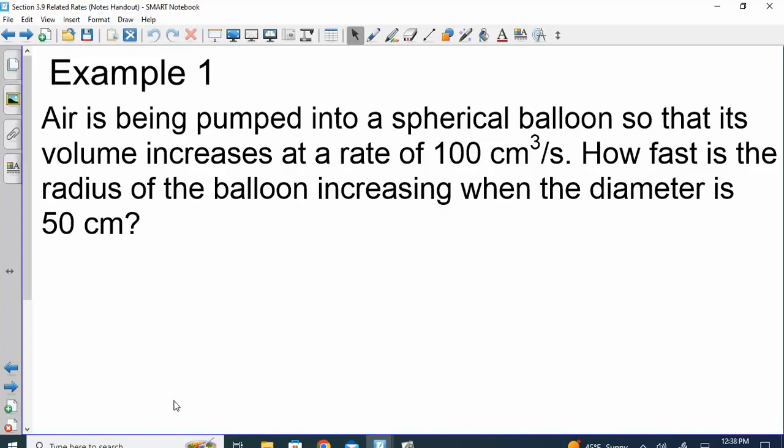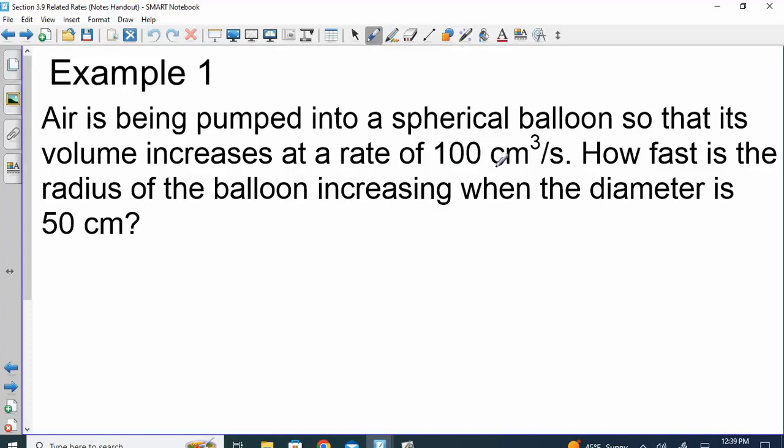Air is being pumped into a spherical balloon so that its volume increases at a rate of 100 cubic centimeters per second. How fast is the radius of the balloon increasing when the diameter is 50 centimeters? So let's do a couple things here. First, well, let's look at these numbers.